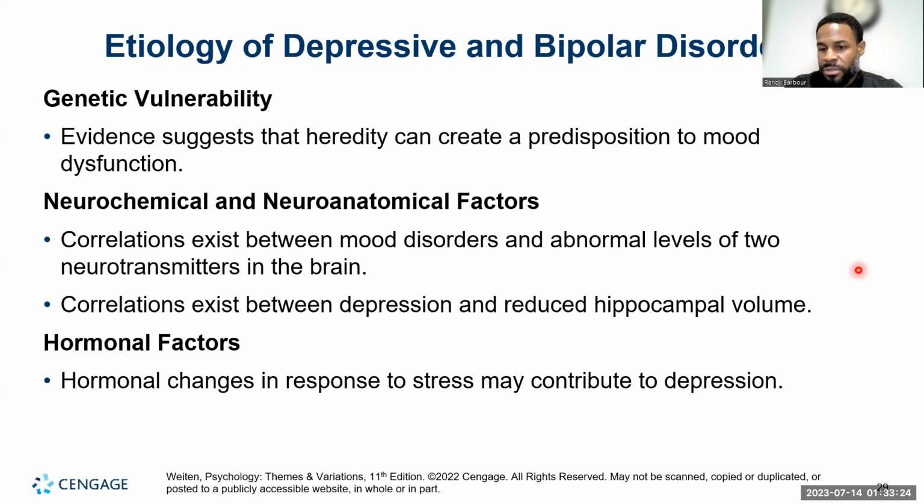Neurochemical and neuroanatomical factors: you may have abnormal levels of different neurotransmitters in your brain. With the dopamine system, if you don't have enough dopamine, or if you have too much, you may see changes in your mood state. You also need enough serotonin, because serotonin is a mood stabilizer. If you have lower levels of serotonin and dopamine, you may experience depressive symptoms. There is a correlation between depression and reduced hippocampal volume. The hippocampus is a structure for memories, and reduced hippocampal size has been tied to depressive symptoms.